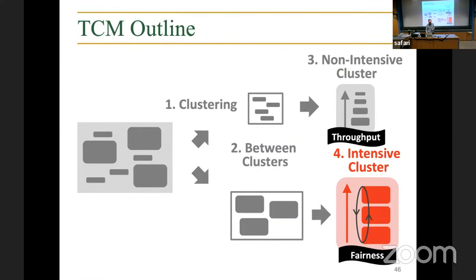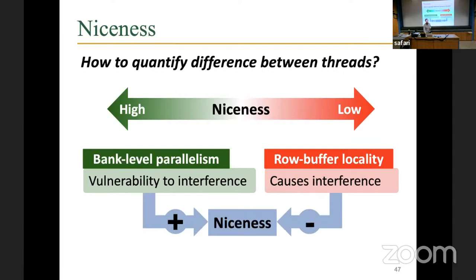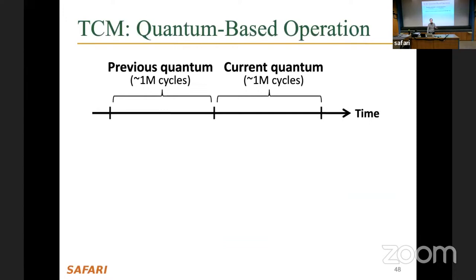Okay, so this paper introduces a metric of niceness of threads, and it turns out threads that have high bank-level parallelism and low row buffer locality are nicer, meaning they're more vulnerable to interference. And there's a metric, and you can read the paper. So this is another paper that operates based on time quantums.